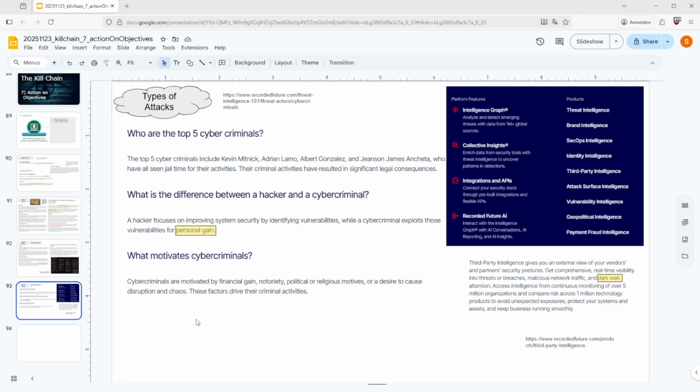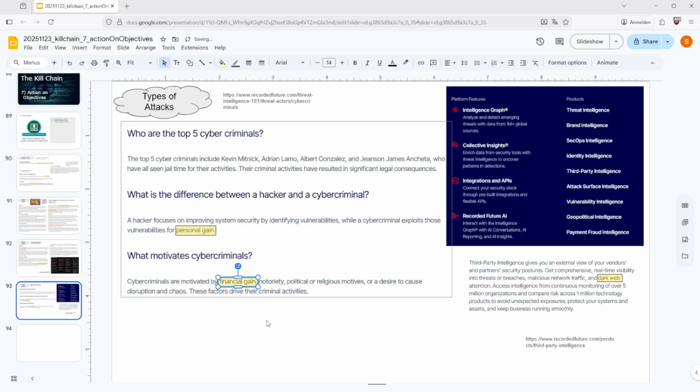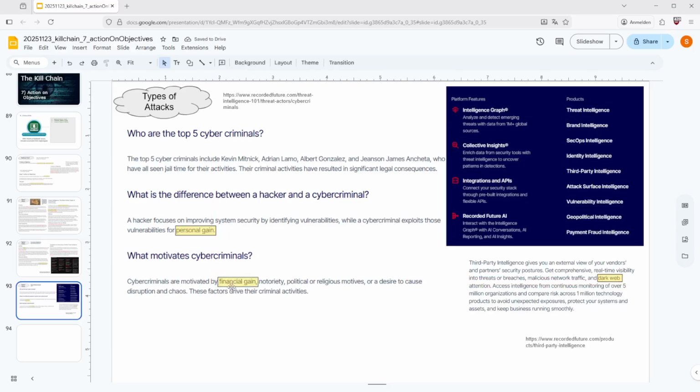Okay, then what motivates cyber criminals? Cyber criminals are motivated by financial gain. Yeah, talking about getting rich quick. Okay, so cyber criminals are also motivated by going to jail quick. Notoriety. Ah, so notorious, being infamous, being feared. Okay, this is what they want. I can't pronounce that word. Notoriety. Yeah, no clue. Political or religious motives.